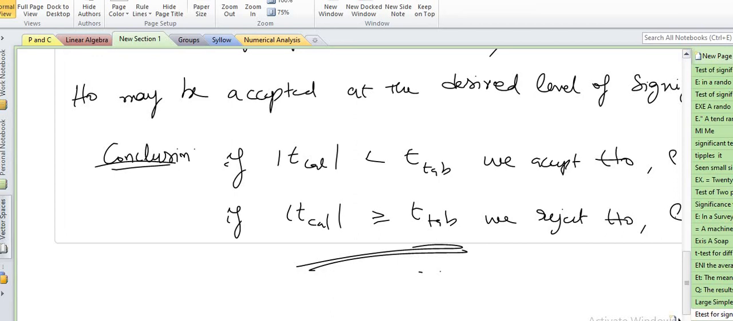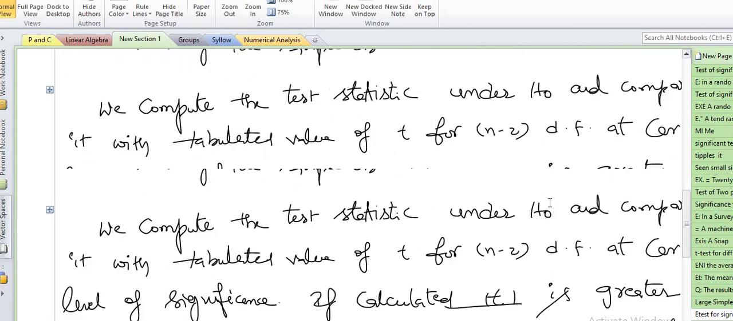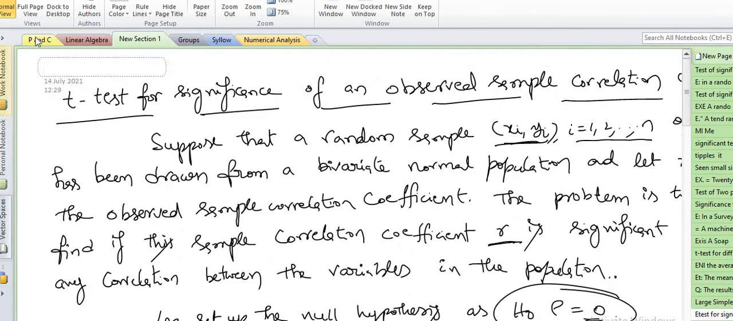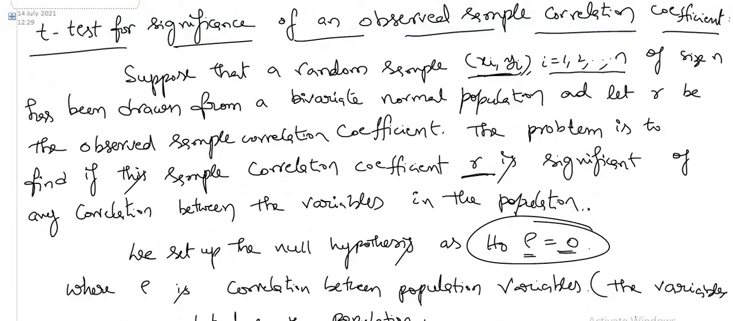Okay, so in the last class we discussed the correlation test. We need to test whether the population correlation coefficient is 0 or not. For that we discussed the theory. Today we will discuss problems related to it. Once again, just go through the procedure.